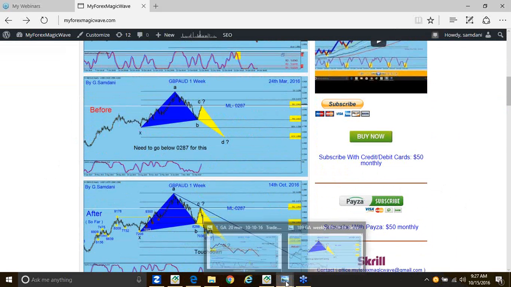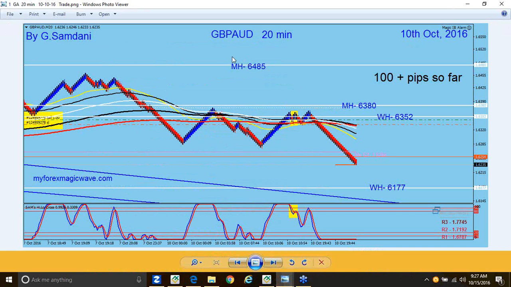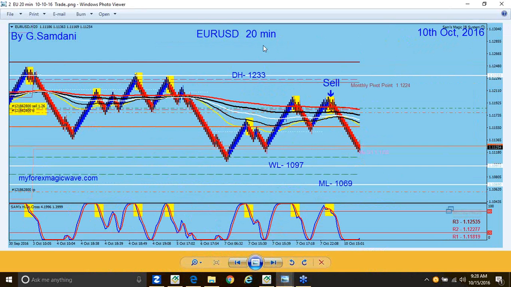All right, so let's get started here. This is a Pound Aussie 20-minute chart trade on October 10th. They are all taken by the setups, the Magic IB system setups, and this one went down a lot more, but I couldn't save the chart because I'll show you the Pound Aussie, what really happened to Pound Aussie.